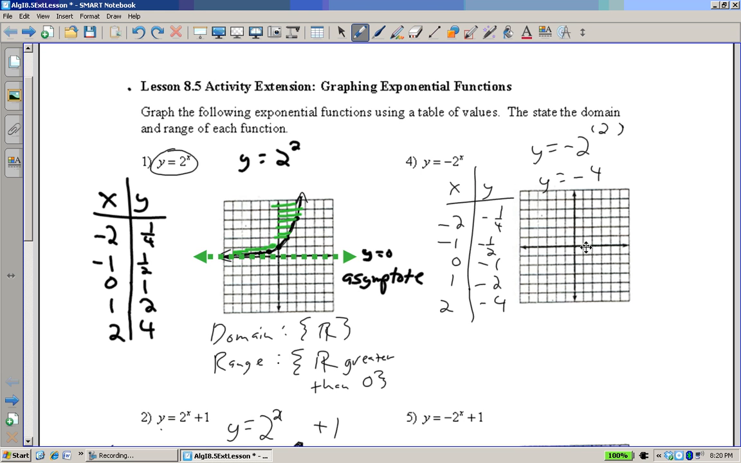And let's see what happens here. Negative 2, negative 1/4, negative 1, negative 1/2, 0, negative 1, 1, negative 2, 2, negative 4, and so on. Alright, and we're going to go ahead and sketch the best we can. It's hard to do.